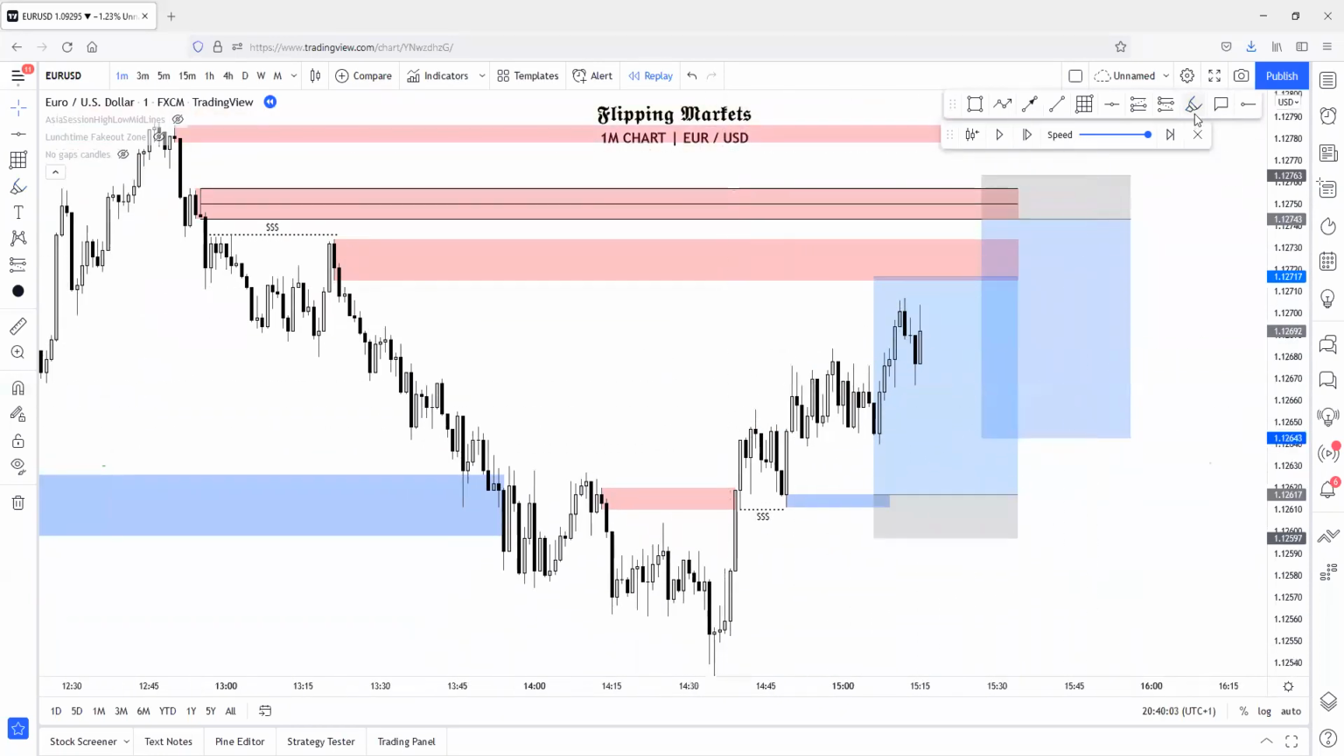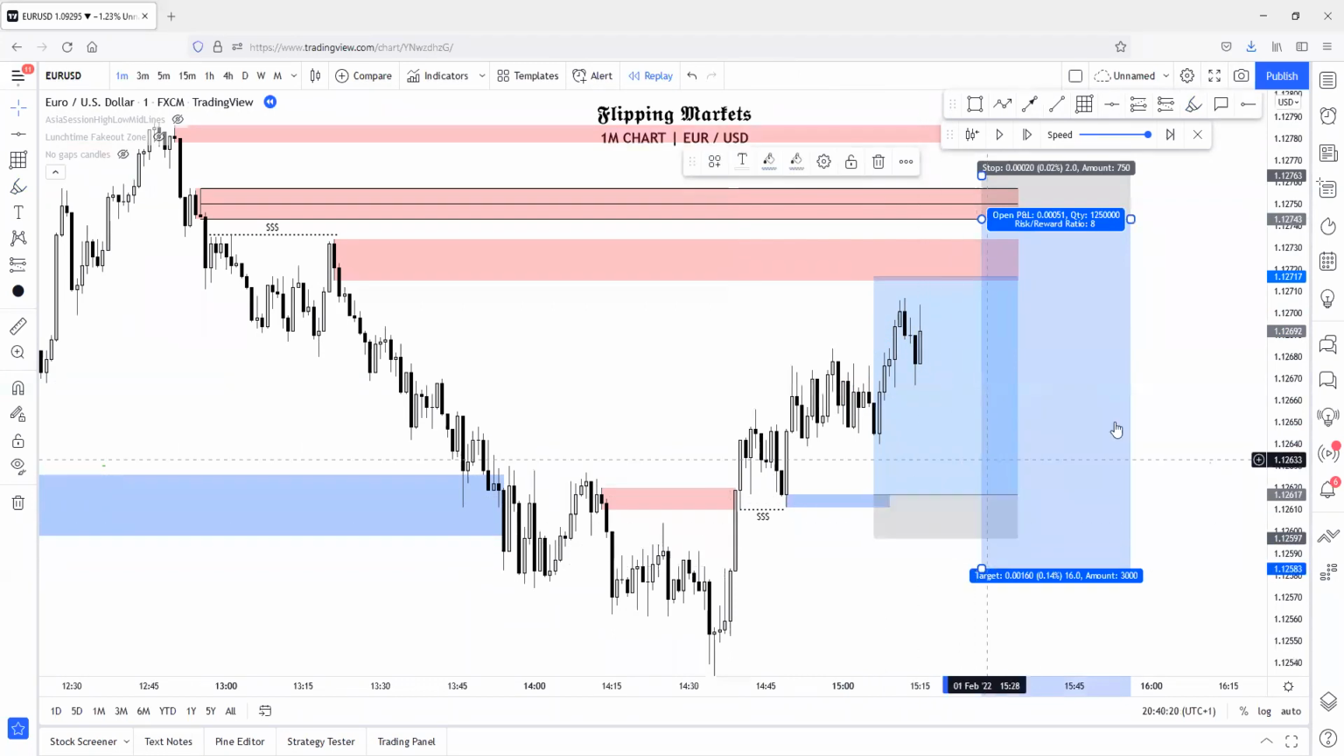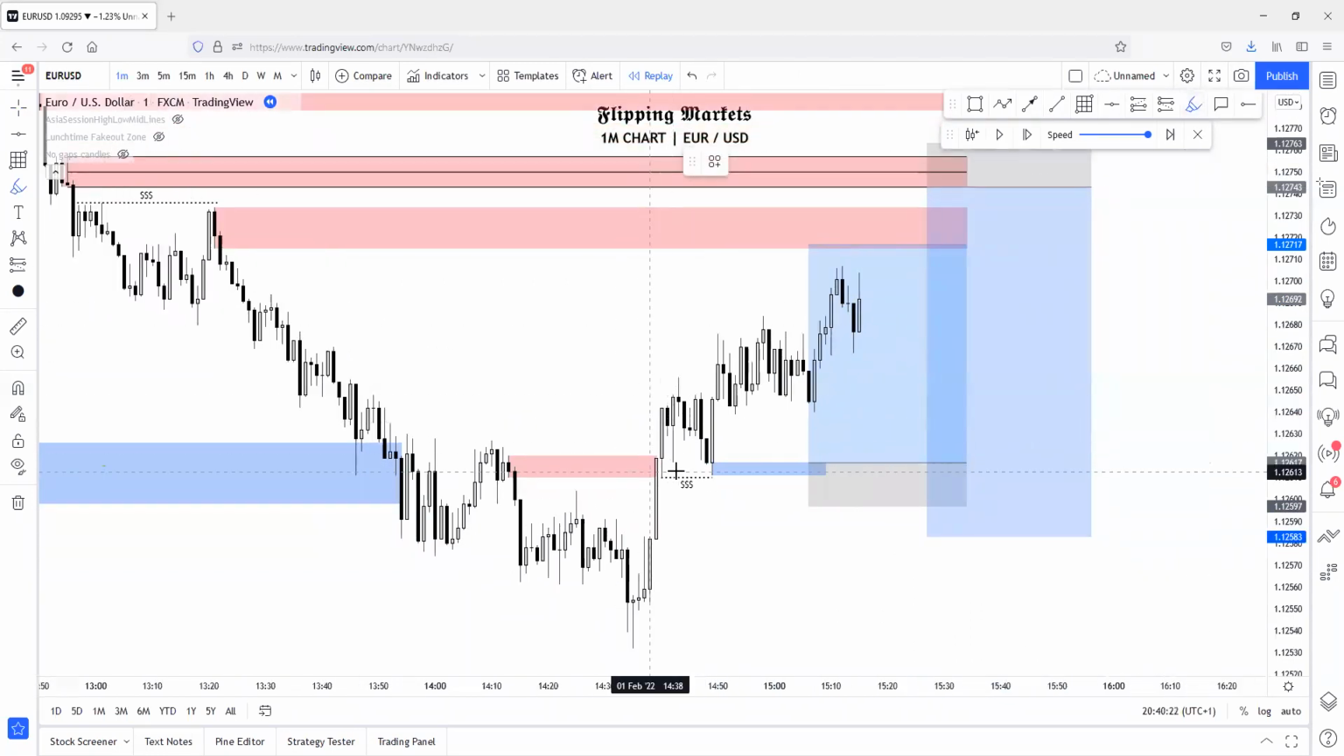We are still waiting for the tap of this zone first. If this zone is being tapped, I'm going to delete this limit. And if this zone is being tapped, I'm going to maybe target this zone. Let me just check how many risk reward ratio are these, on the downward demand area. Yeah, that will be perfect because there's liquidity.